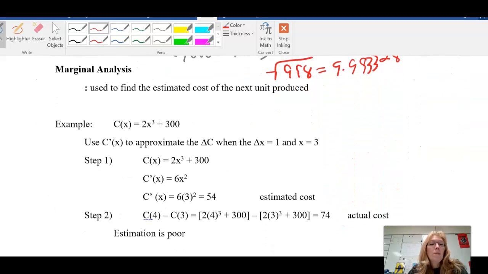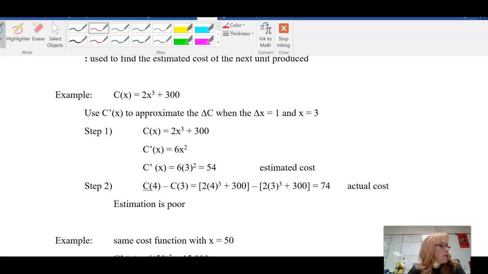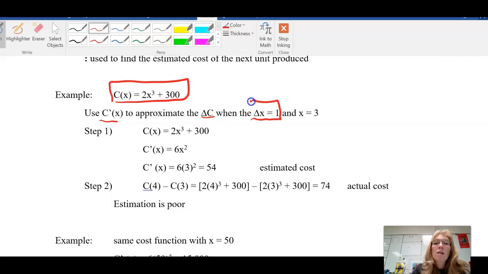All right. We are going to use differentials to estimate cost and find the next unit price. So our first step is I have to give you the cost function. I could make you find it too, but either way, you're starting with the cost function. We're going to do our first derivative. So to approximate the change in C when the change in x, this is very important, change in x is 1 and x is 3. So when I have 3 and x changes by 1, how does my cost change?